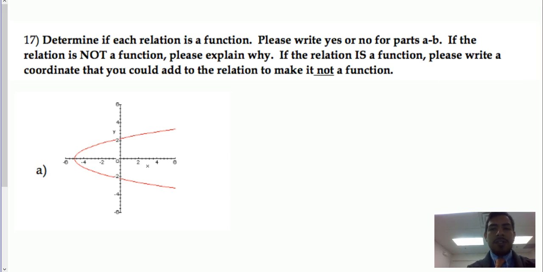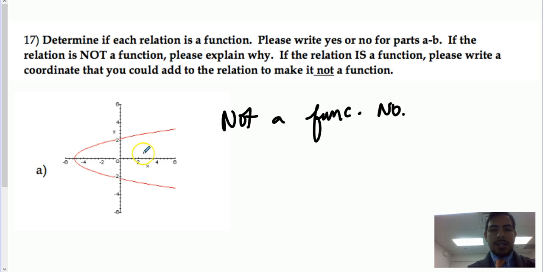Number 17, hopefully these aren't so bad. Determine if it's a function. This first one is not a function. Now, Ms. Logus recommends I read, so let's read the instructions. Determine if it's a function. Not a function. Write yes or no for parts A or B. So, no. If the relation is not a function, explain why.